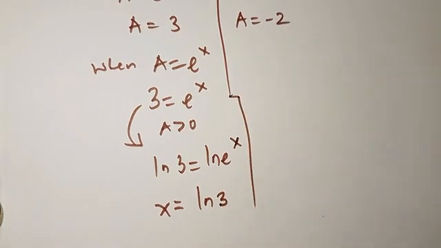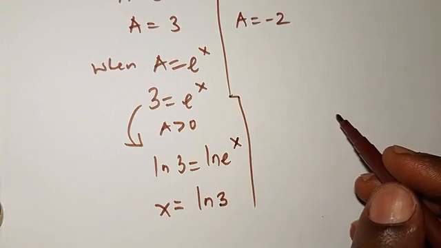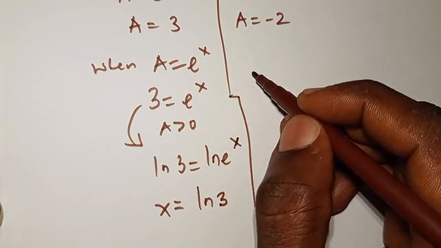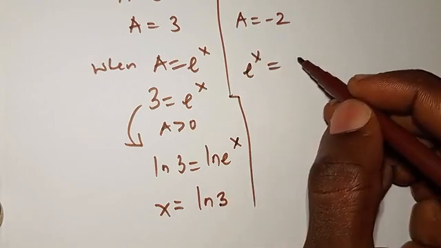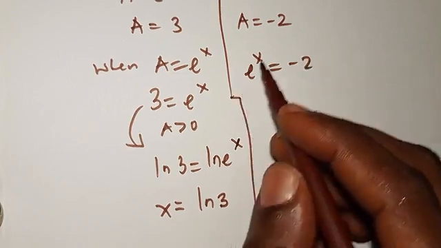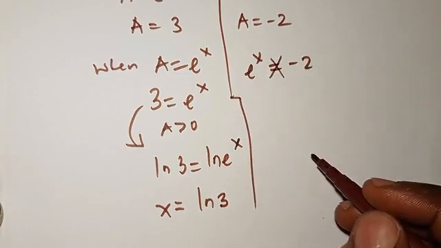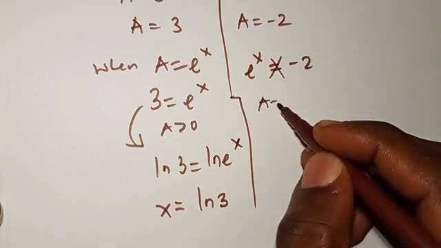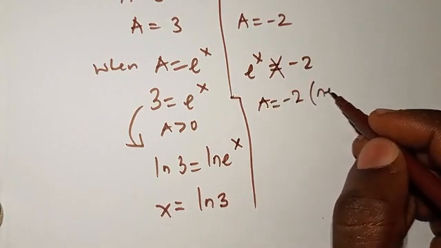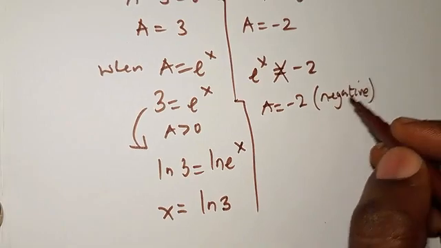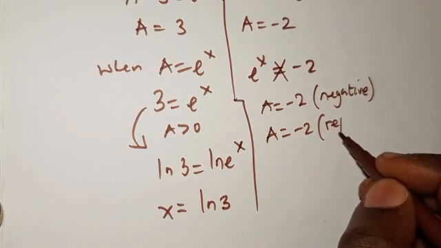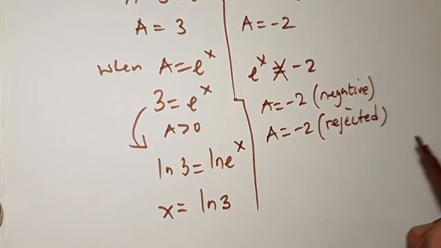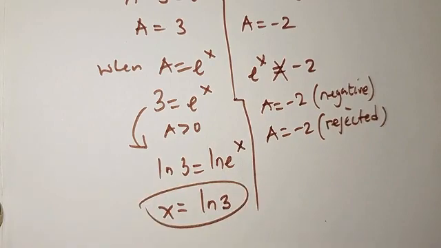So now let's look at this second solution where a equals minus 2. So a can never be negative, right? So since a cannot be negative, we cannot have e to the power x equals what? Minus 2. So e to the power x can never be minus 2, because this a equals minus 2 is a negative value. So therefore we are going to reject a equals minus 2. It will be rejected, right? So therefore we only have one solution here, x equals ln 3.